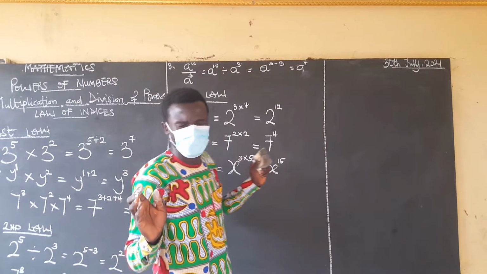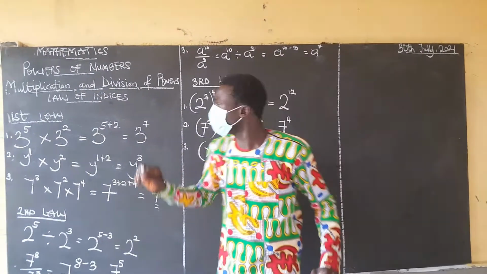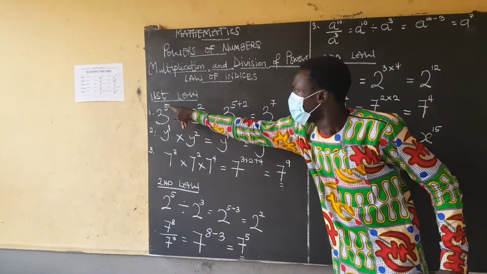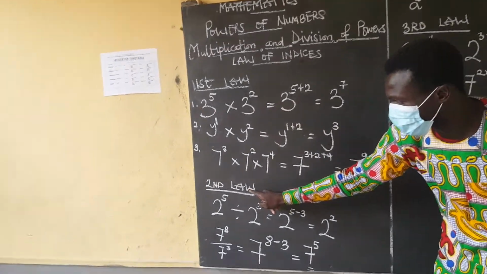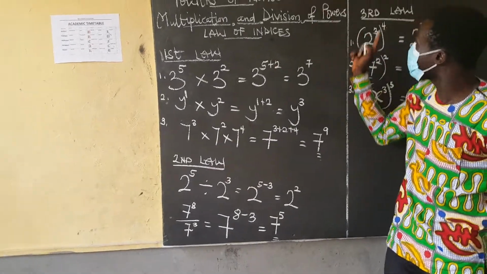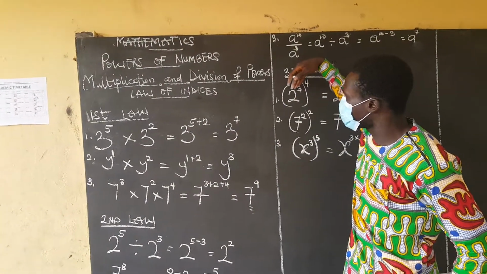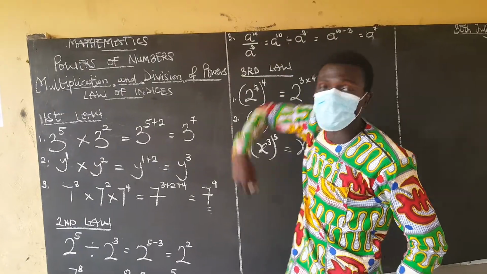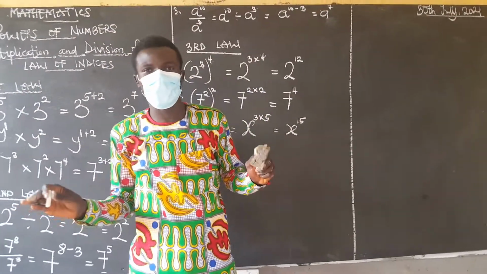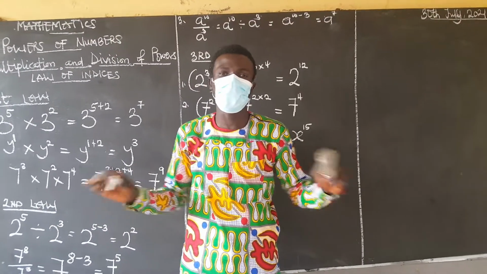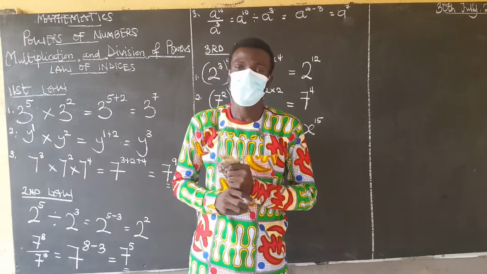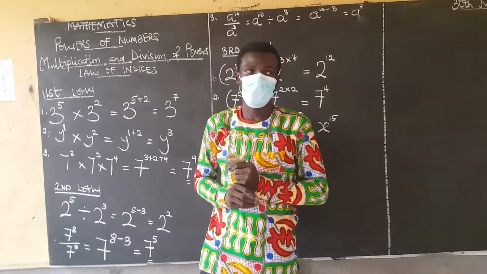And these are the laws of indices. The first law: when multiplying with the same base, add the powers. The second law: when dividing with the same base, subtract the powers. And the third law: if a power has been raised to a power, multiply the powers. If we know this, trust me, we can solve any question they ask us and won't have any problem in powers of numbers. So what we need are the 3 laws of indices.